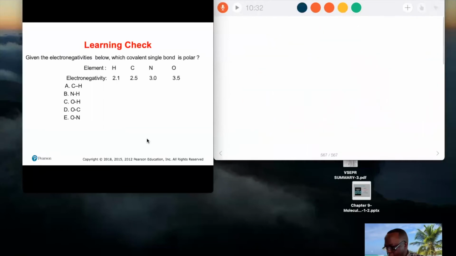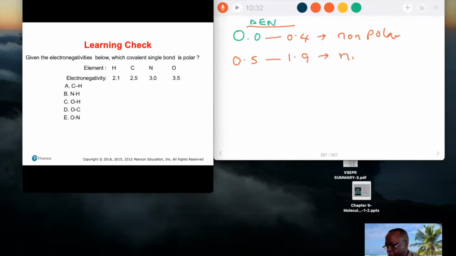I guess this question has to do with the domains. If the change in electronegativity values is 0.0 to 0.4, this is something you need to know, this is non-polar. And then 0.5 to 1.9, this is polar covalent.